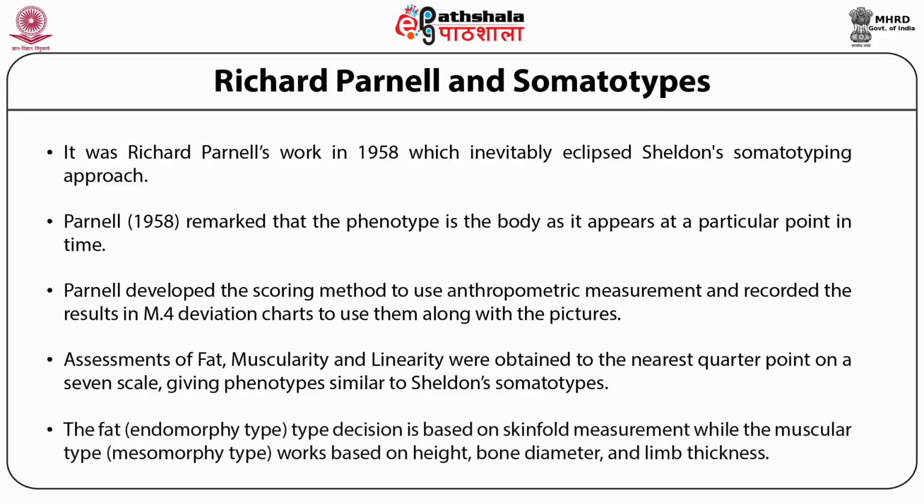The fat, the endomorphic type, decision is based on skinfold measurements, while the muscular type, mesomorphy, work is based on height, bone diameter, and limb thickness. The thin type, the ectomorphic type, work is based on HWRs. As shown in M4 deviation charts for adults, the 3-element scales were collected from the various brackets. This method of somatotyping emphasized the phenotype, not the somatotype.